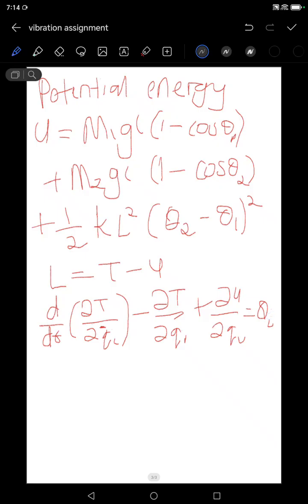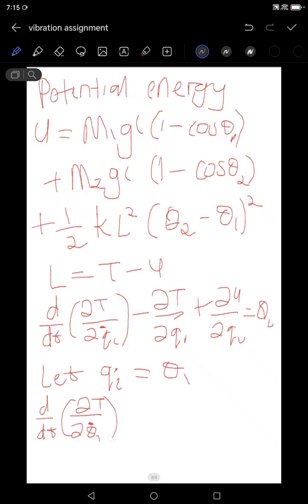If we had a force, we would write the value of the force here at the big letter Q i. So now we're going to let our q i be theta 1. We're starting with theta 1 and then we're going to do theta 2. So it's going to be d over dt into the partial derivative of T over d theta 1 dot, minus the partial derivative of T over the partial derivative of theta 1, plus the partial derivative of U potential over the partial derivative of theta 1, all equals 0, because we don't have a force on our first pendulum.